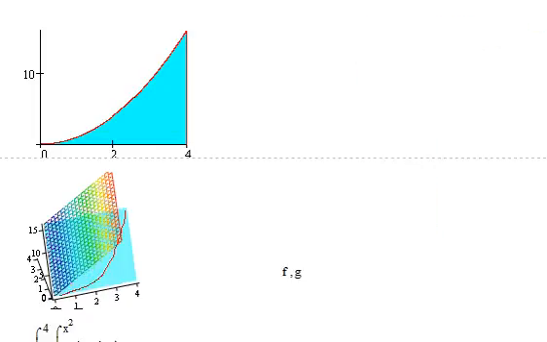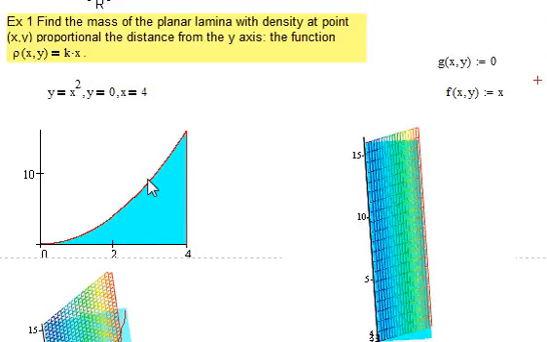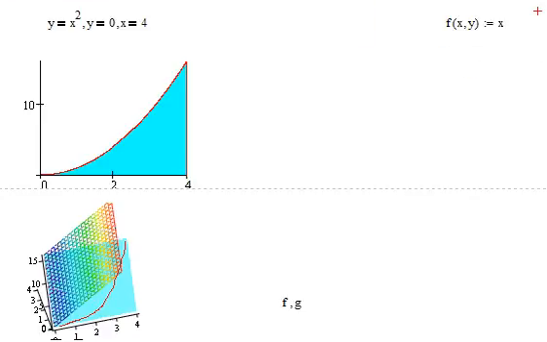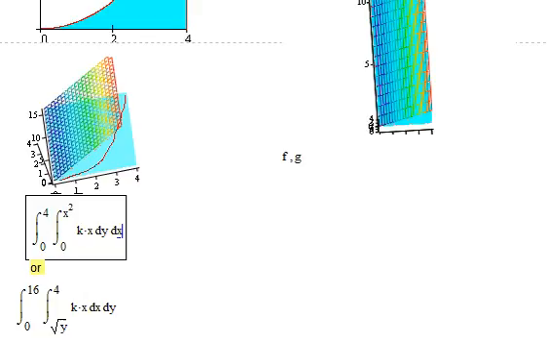Okay. So how do we start? Well, if you make a stripe across this area, the top would be y equals x squared, the bottom would be y equals 0, and we'd start making those stripes from x equals 0 all the way out to x equals 4. So that should dictate to us our limits of integration. See, y goes from 0 to x squared, and x goes from 0 to 4 of k times x dy dx.